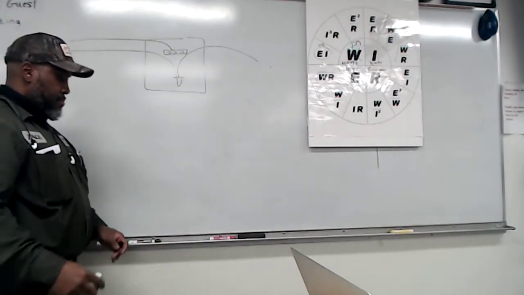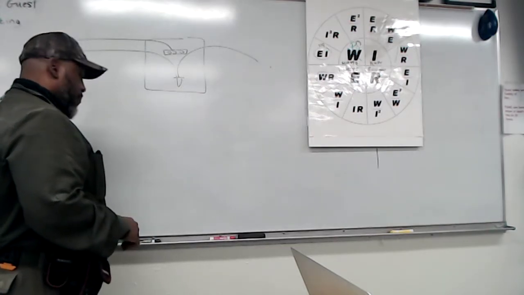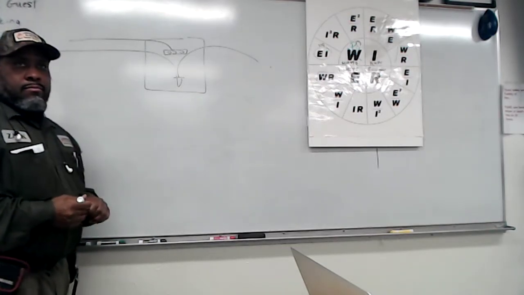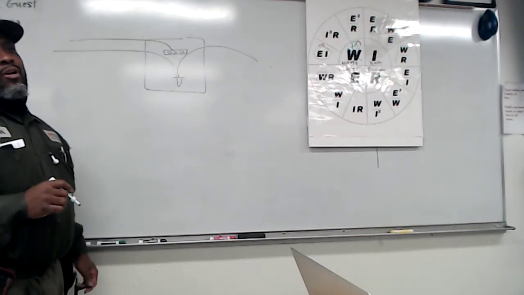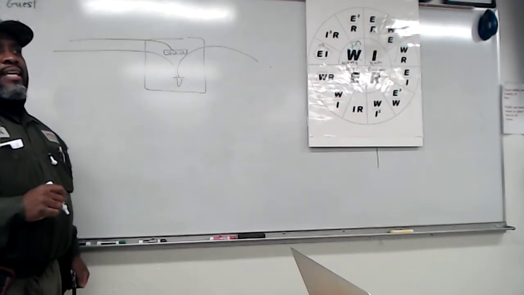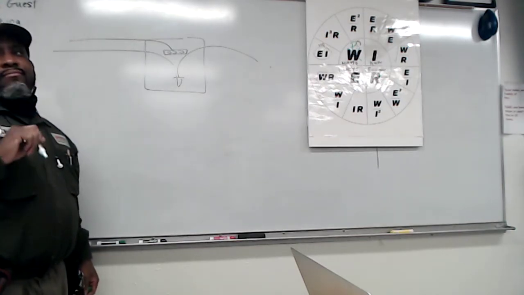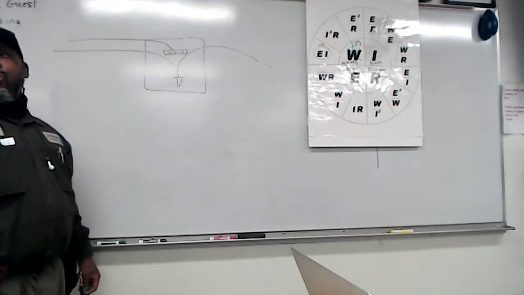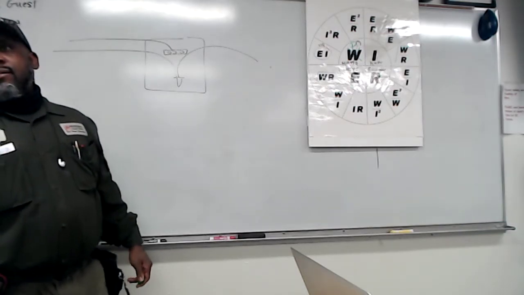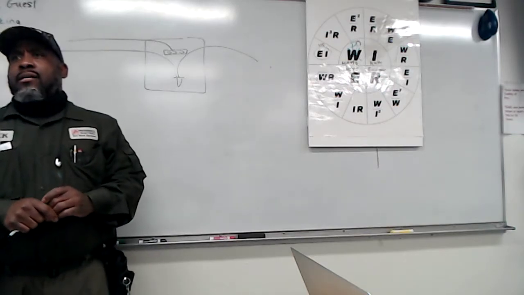Got that? That's hot and neutral. The only one that doesn't get counted is the ground. They get counted how many times? 1. No matter how many grounds are in that box, it gets counted 1 time. Why? Because it's not a current carrying conductor.